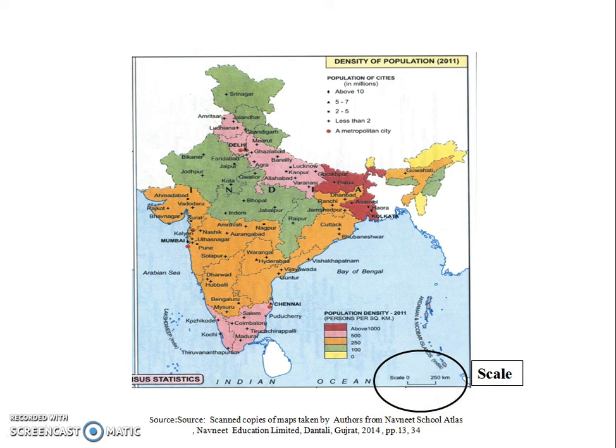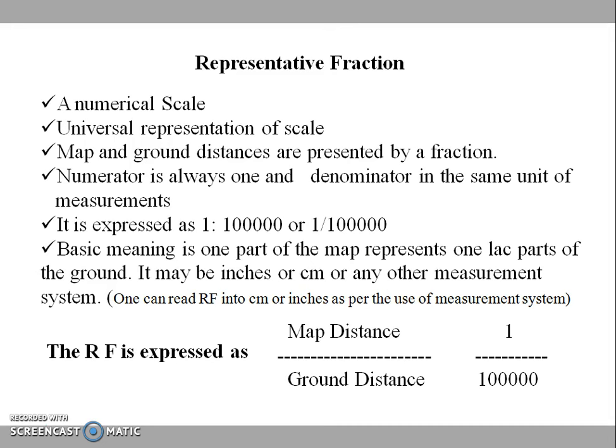The third method of expressing scale is representative fraction or RF. It is known as numerical scale. It is because no units are written in the RF. Its expression is without units. Therefore, it is known as universal or international representation of scales.